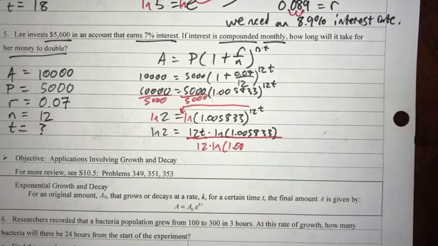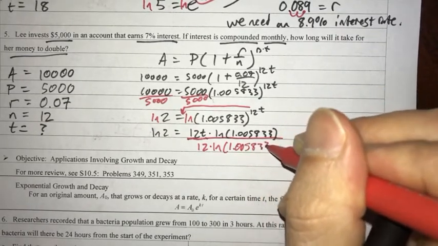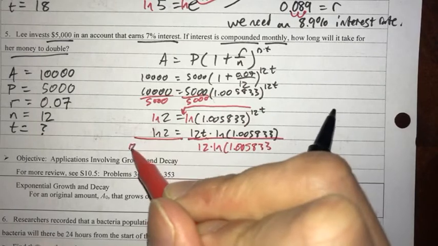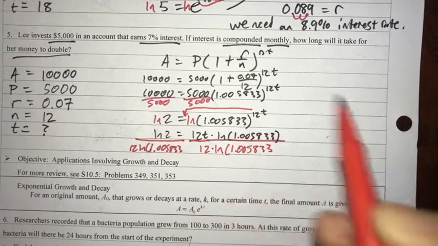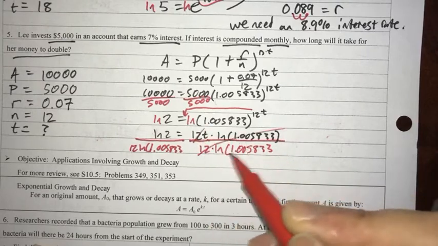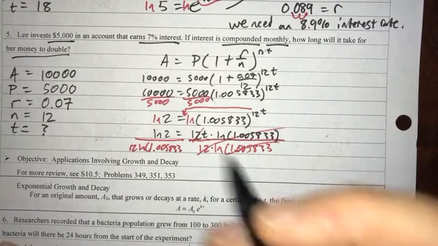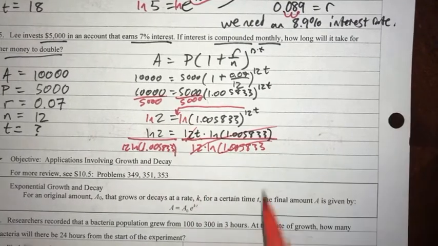I'm going to do that here also. 12 natural log of. That will cancel the 12 and this. The t will be alone. Now I just need to type that into a calculator.